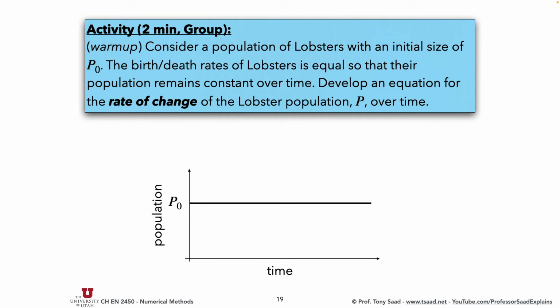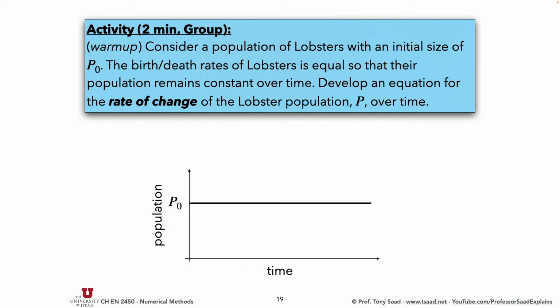Now develop an equation that relates the rate of change of that population, so dP by dt. Develop an equation for a population of lobsters that doesn't change. What is dP by dt? P is the population. dP by dt equals what?